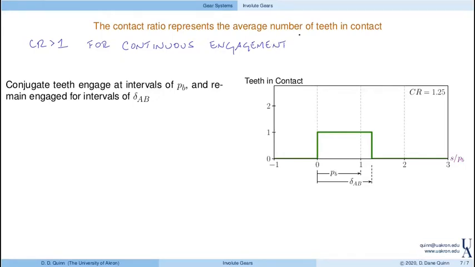Let's look at this a little bit. Well, the contact teeth engage at intervals of P sub B, right? So again, that was the base pitch.